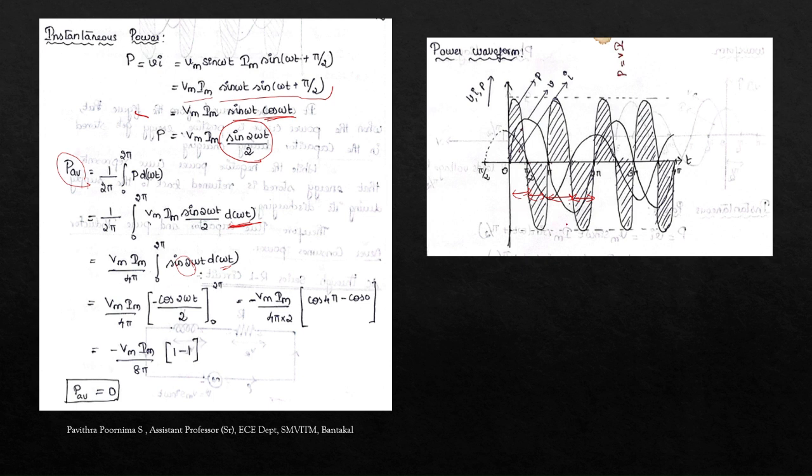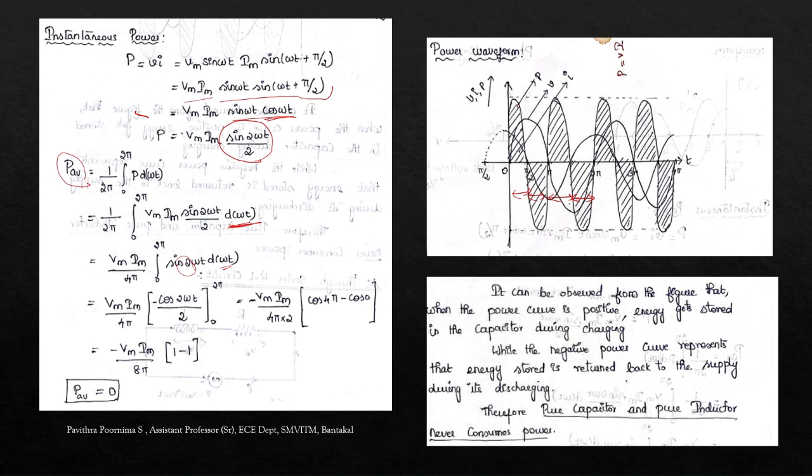So we get a power waveform like this, where power is charged during the positive half cycle and discharged during the negative half cycle. It can be observed that when the power curve is positive, energy gets stored in the capacitor during charging, while the negative power curve represents that the stored energy is returned back to the supply during discharging. Therefore, a pure capacitor and a pure inductor never consume power. They just store the energy and release it in the corresponding electric and magnetic fields.